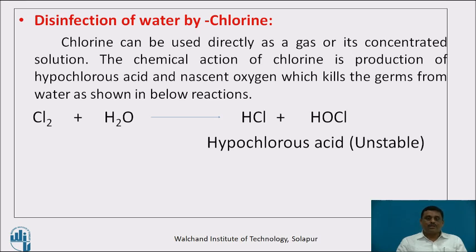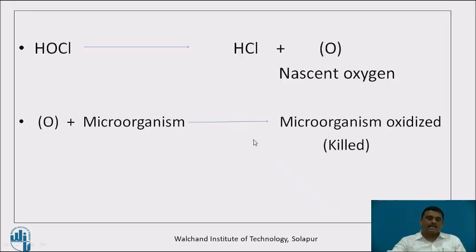The chemical action of chlorine is production of hypochlorous acid and nascent oxygen, which kills the germs from water, as shown in the below reaction. So see the reaction. This is the infected water, in which either we are passing the chlorine gas or adding the concentrated solution of chlorine, and the reaction forms HCl and hypochlorous acid, which is very unstable. In the next step, what happens? This hypochlorous acid molecule again dissociates into a molecule of HCl and nascent oxygen. And we know that nascent oxygen is a very active species of oxygen which kills the microorganisms, and it is known as the microorganisms oxidizer. And this is the process of how we do disinfection by using chlorine gas.